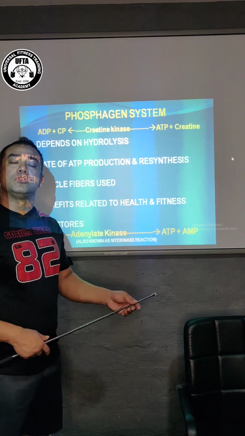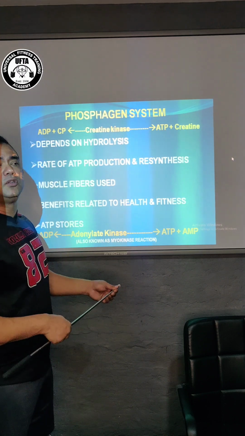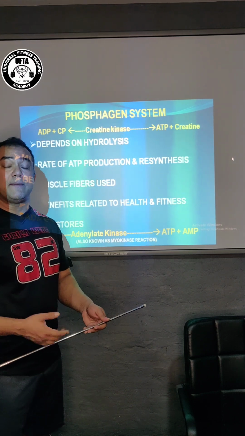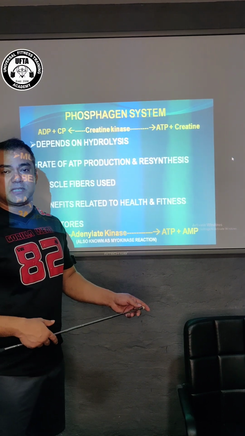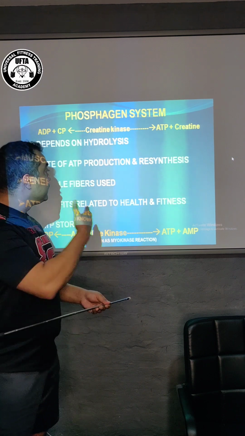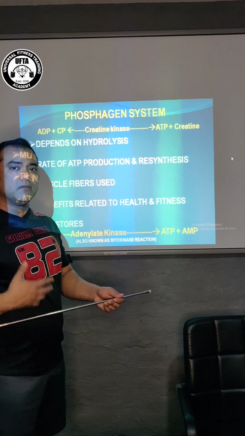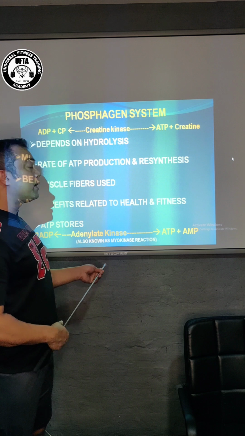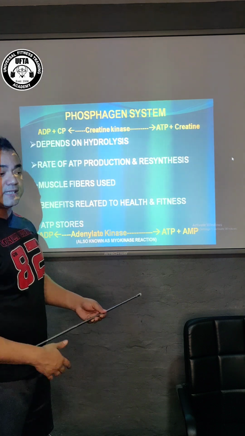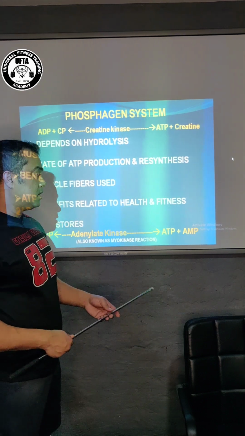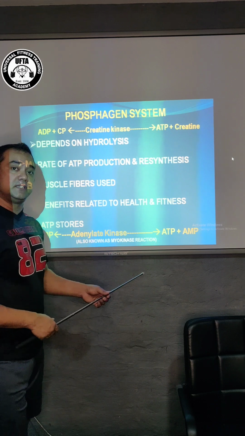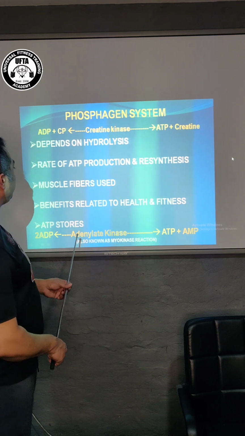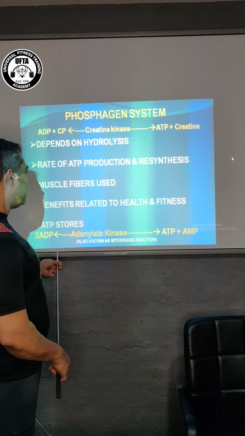At the same time, I would also like to tell you that those individuals who have a higher amount of type 2X muscle fibers can generate ATP frequently. So you need to understand that the intensity of exercise really matters a lot while utilizing the phosphagen system. And now, the benefits related to health and fitness.